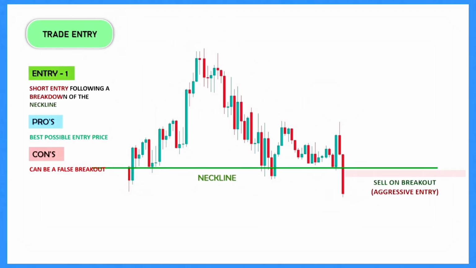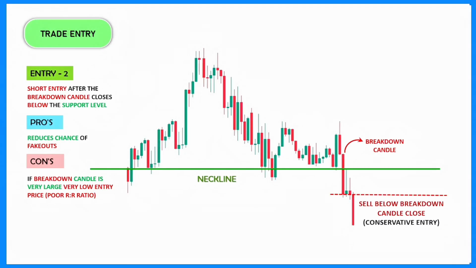The most aggressive entry happens when the price breaks down below the neckline. The idea is to wait for the breakdown candle to close below the neckline, and then take a short entry just below the close or the low of that candle. The advantage here is clear. You enter the trade early and capture the move right from the start. But the drawback? The market might fake out, giving you a false breakout and hitting your stop loss.